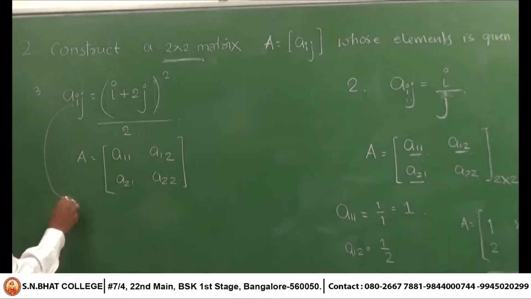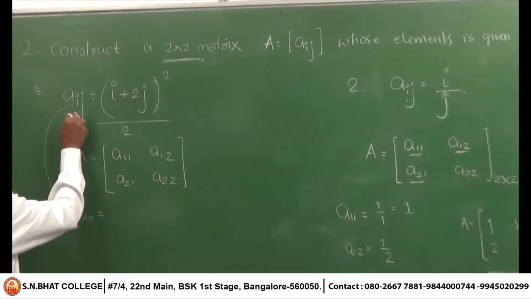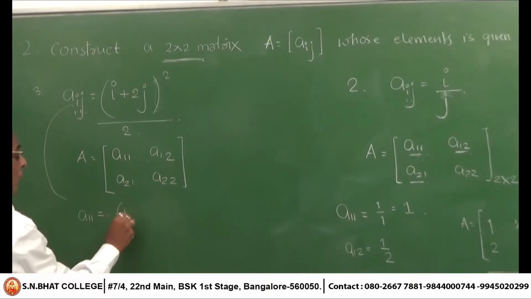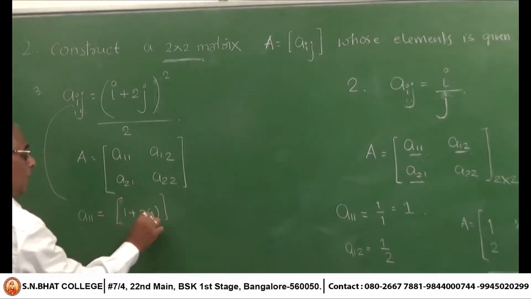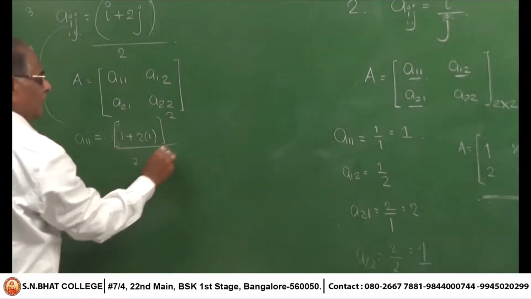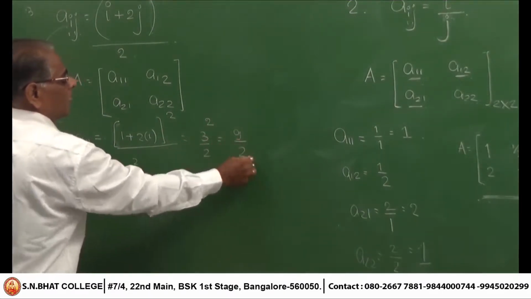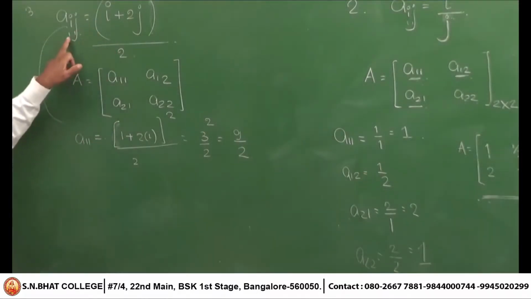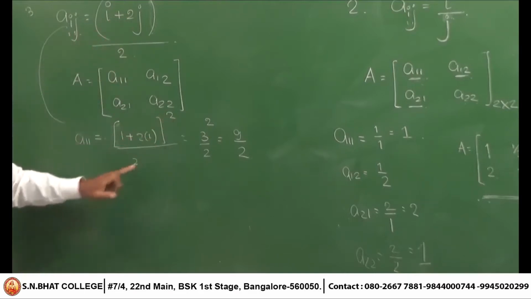Aij is given. Calculate A11. Replace i by 1, j by 1. This is (1 plus 2 into 1) whole square divided by 2. This is 3 square by 2. This is 9 by 2. Replace i by 1, j by 1: (1 plus 2 into 1) whole square by 2. 2 plus 1 is 3 square by 2, 9 by 2.